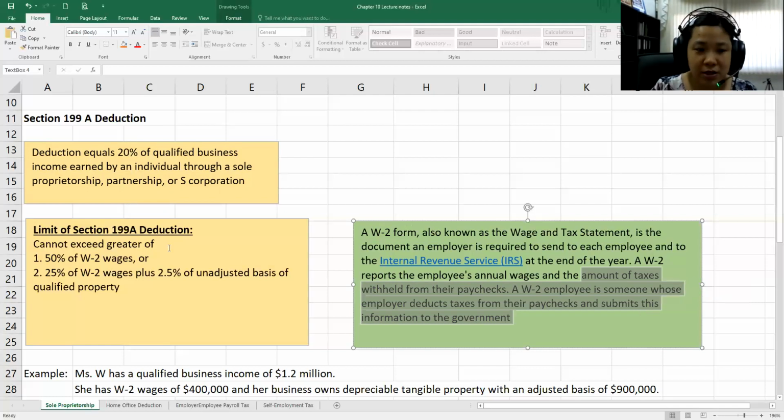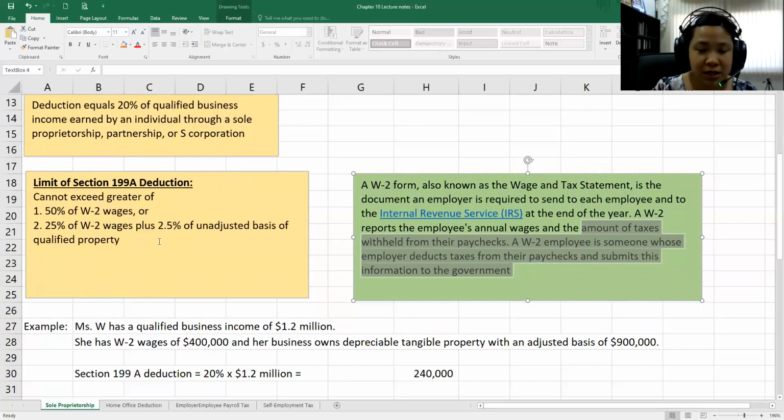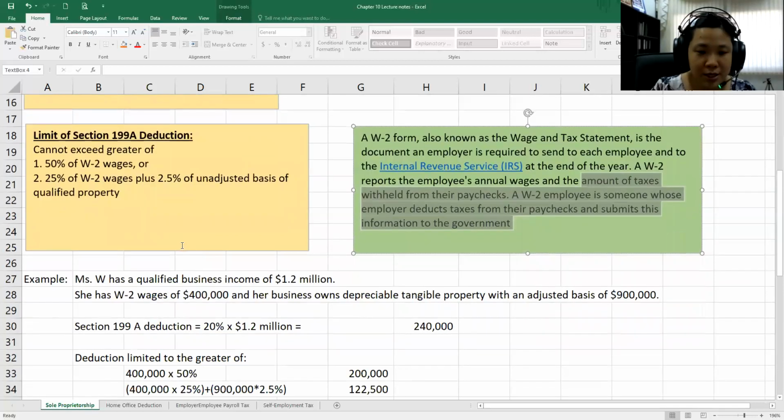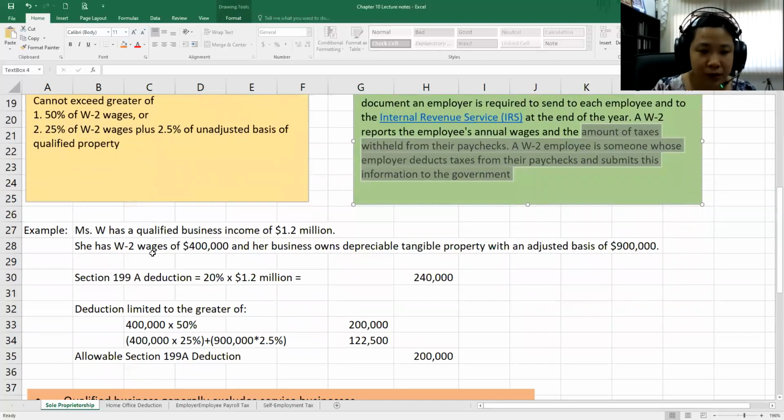So it should not be more than 50% of your W2 wages, or 25% of your W2 wages plus 2.5% of the unadjusted basis of qualified property. So let's look at this example.